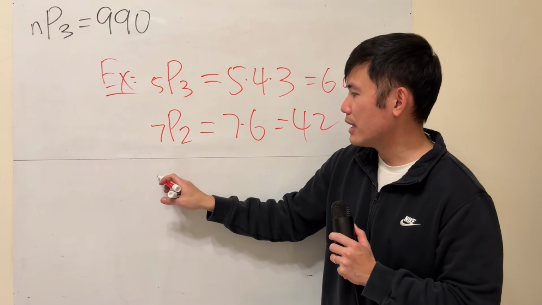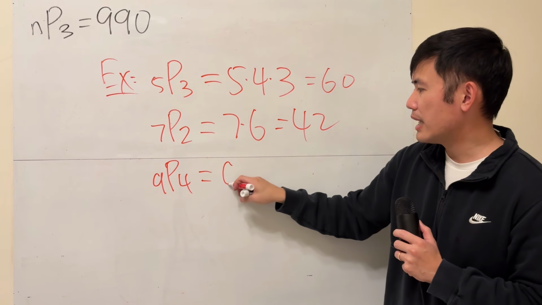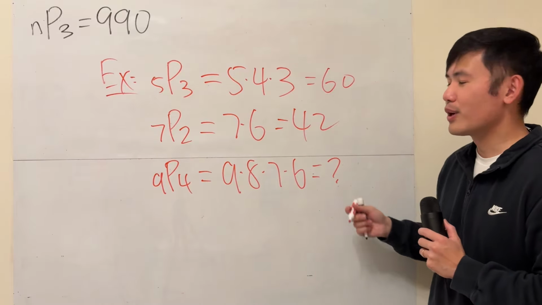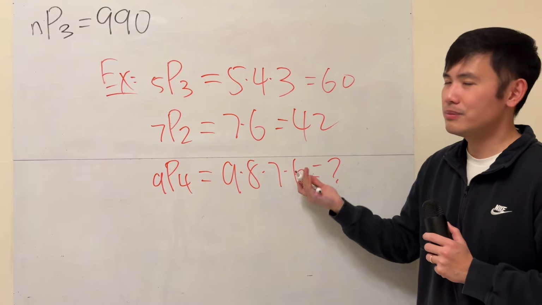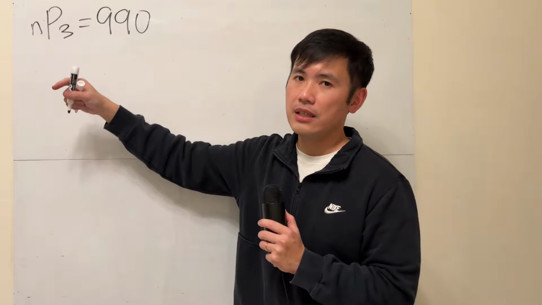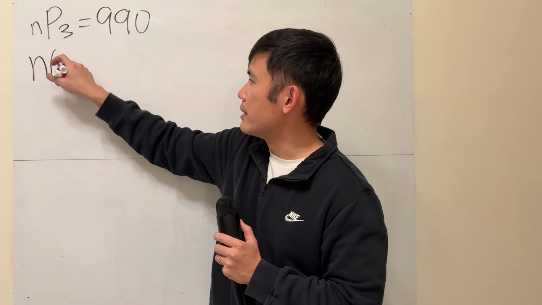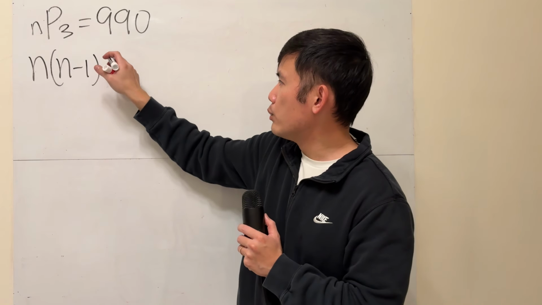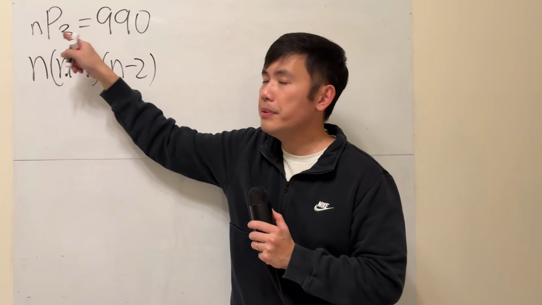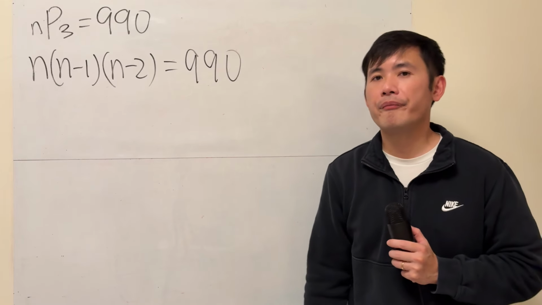And if you have, let's say, 9P4, this means 9 times 8 times 7 times 6. The number is a little bit too big, so you guys help me. But anyways, that's the idea. So now, on the left-hand side, use the same idea. We start with n, and then the next one is n minus 1, and I need one more, which is n minus 2. So this represents nP3, and we are going to get 990.